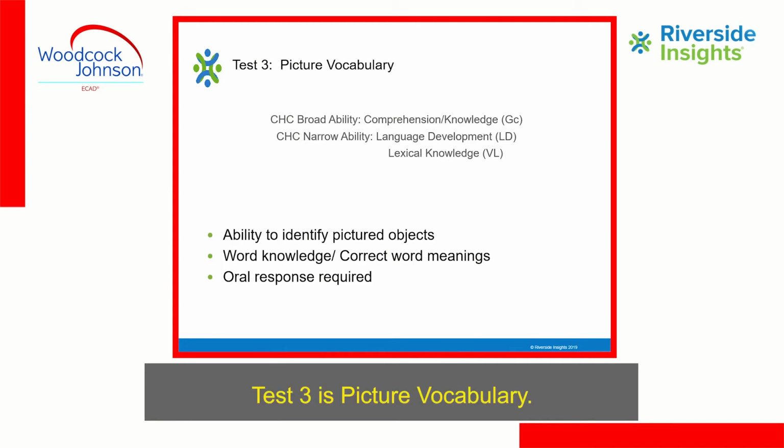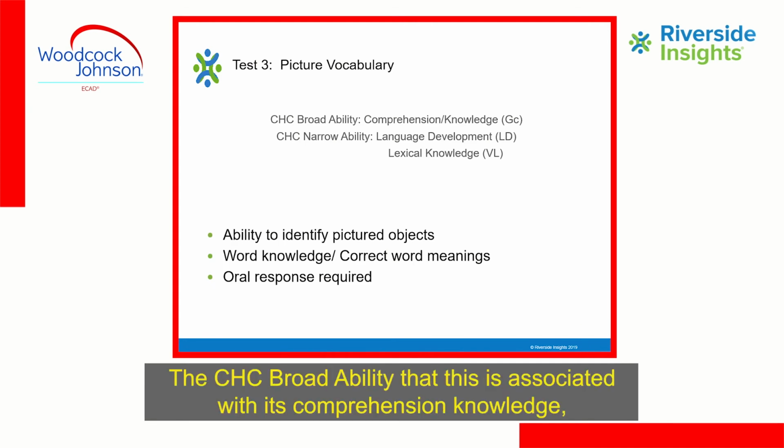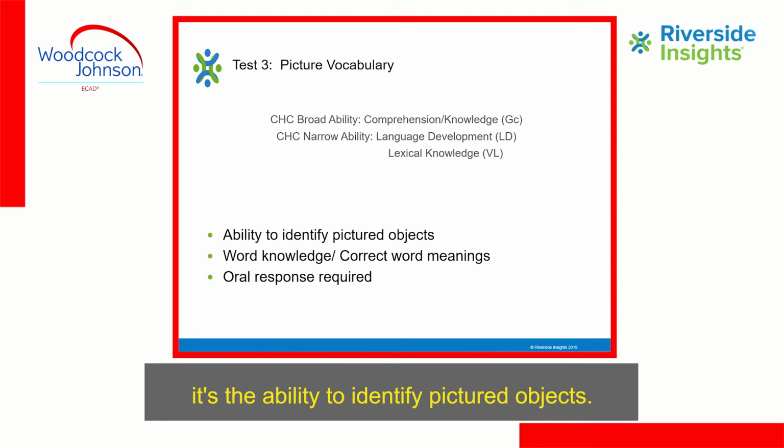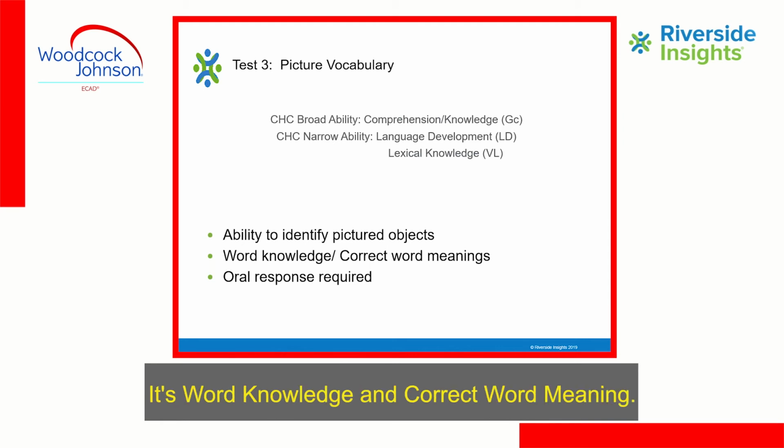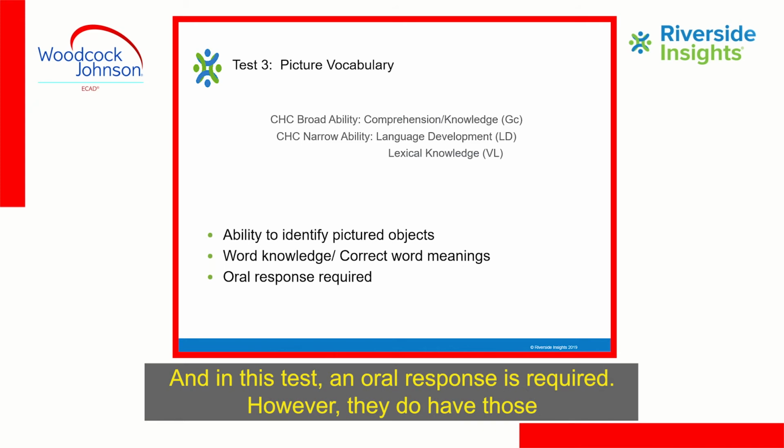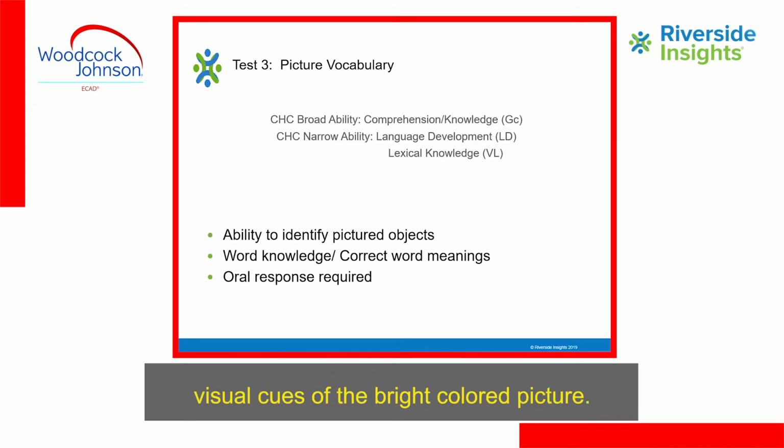Test 3 is picture vocabulary. The CHC broad ability that this is associated with is comprehension knowledge. It's the ability to identify pictured objects. It's word knowledge and correct word meanings. And in this test, an oral response is required. However, they do have those visual cues of those bright colored pictures.